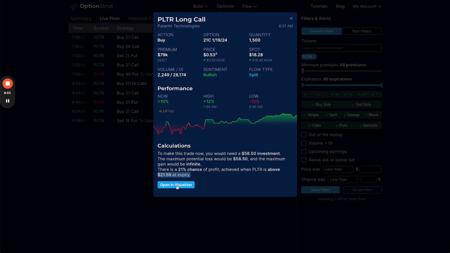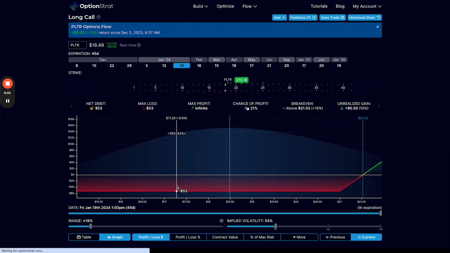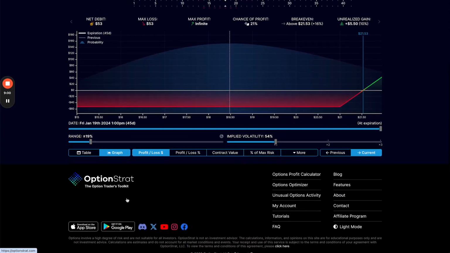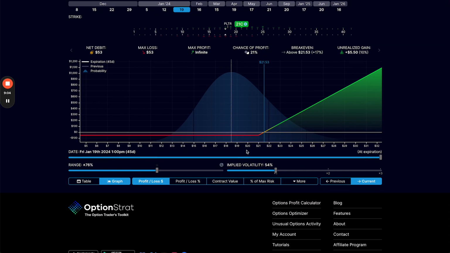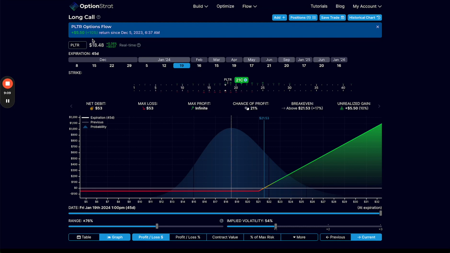So I can open this now in Visualizer, and this shows me what this position looks like. Now let me tighten up my range a little bit. See, the range is a ways out here because of where we're at right now on it. So if it gets above this 21.59, that's when we would start to have some profit in this trade. Okay, and again, profit is unlimited.